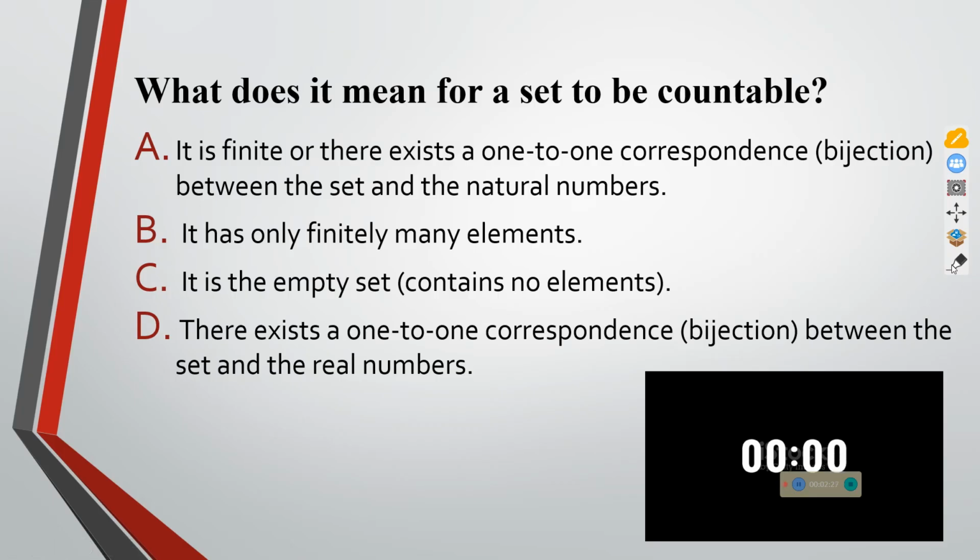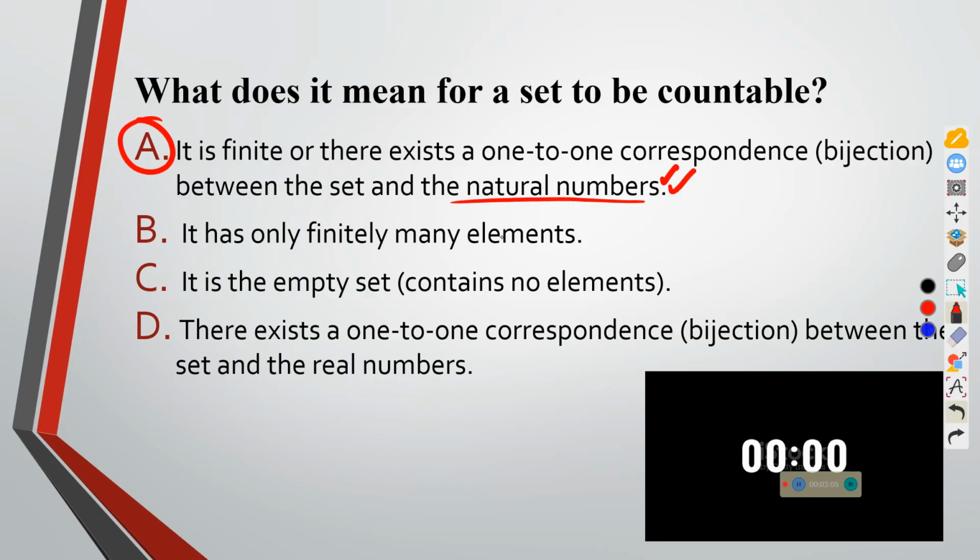So let us look at the answer. The question says, what does it mean for a set to be countable? And the answer here is part A. A set is said to be countable if it is finite, or if there exists a one-to-one correspondence, which is called the bijection, between the set and the set of natural numbers. Very important. There must be a bijection or correspondence between the set and the set of natural numbers. So this makes part A the best choice, or the answer.